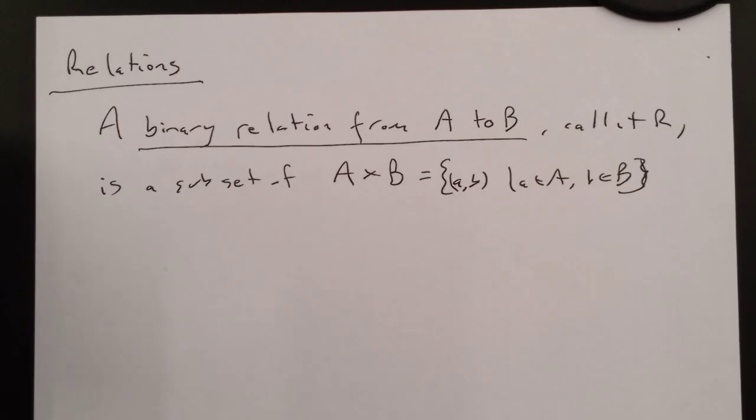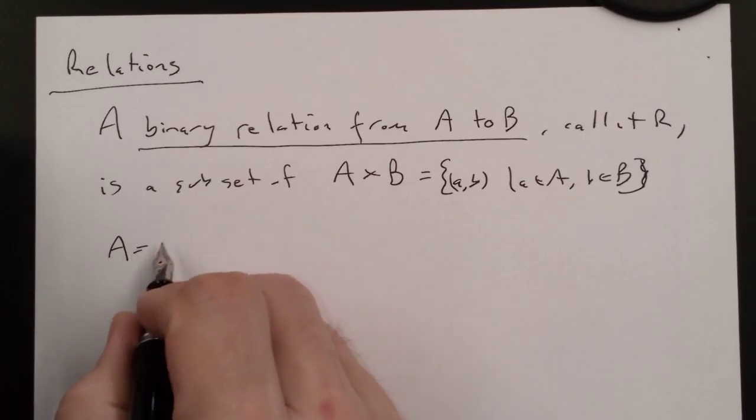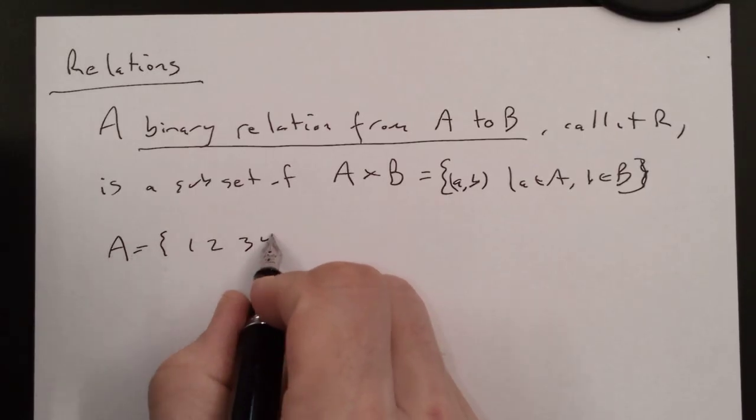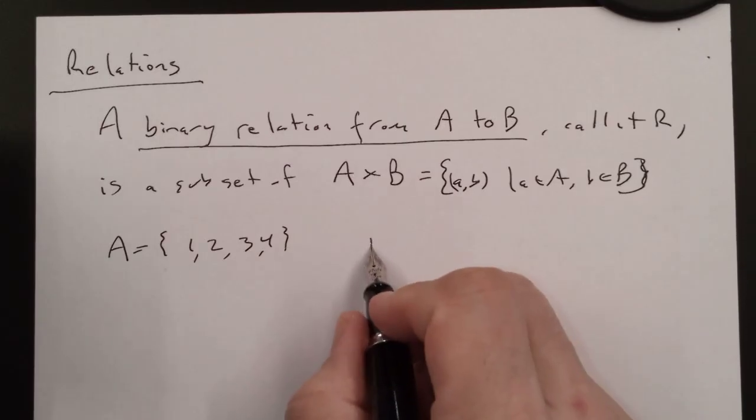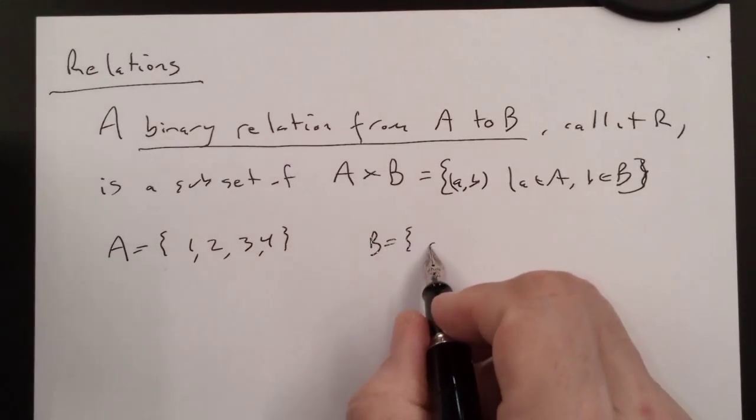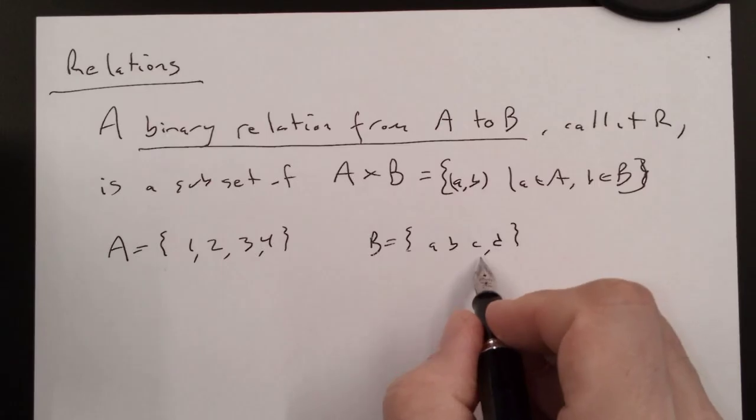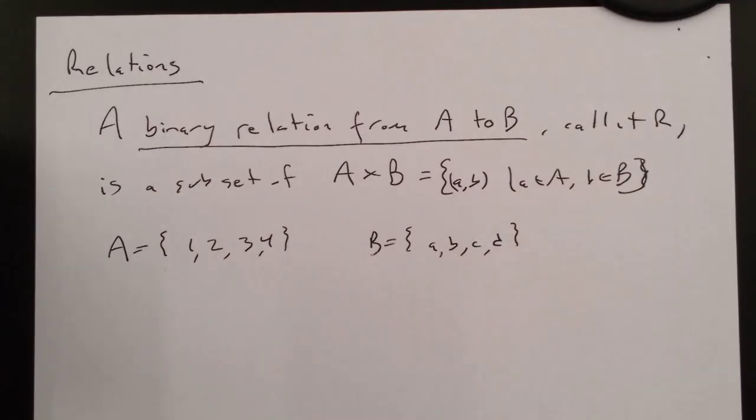So I'm going to pull two sets. Let capital A be the numbers 1, 2, 3, 4, and capital B be little a, little b, little c, little d. You'll notice these don't have to have anything in common. They don't have to even be from the same universe. I've got integers and I've got letters. But I can pick any subset you want from the Cartesian product here.